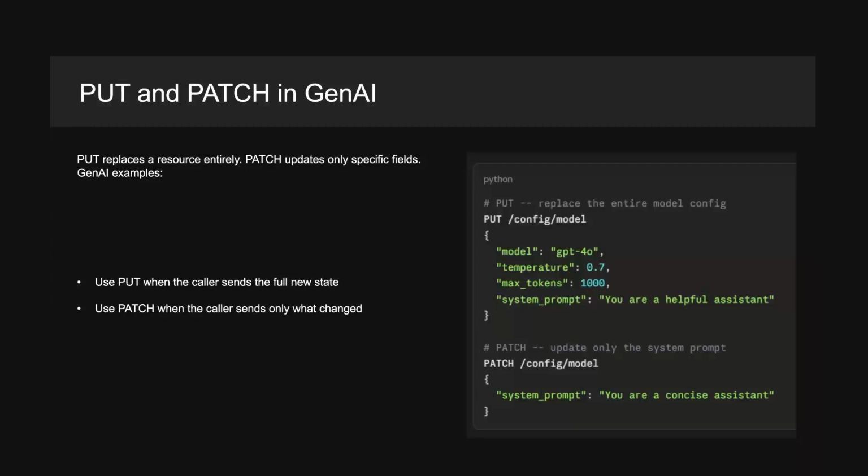Look at the 2 code blocks. The PUT example sends every field, model name, temperature, max tokens, system prompt, all of it, even if only one thing changed. That's a full replacement. The PATCH example sends only the system prompt. Everything else stays the same. In AI backends, PATCH is more practical for config updates. You don't really want to reset every setting just to change one. Use PUT when you are replacing everything. Use PATCH when you are changing 1 or 2 fields.